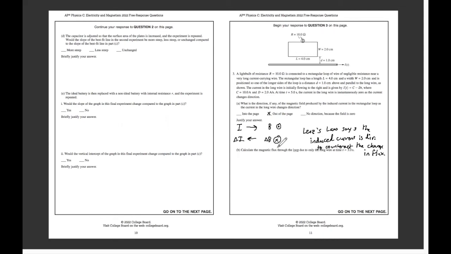Calculate the magnetic field through the loop due to only the long wire at time t equals 3 seconds. So at t equals 3 seconds, the current is given by 10 minus 2 times 3, which is equal to 4 amps. Now, it's a very common result, and I would recommend maybe rederiving it via Ampere's law.